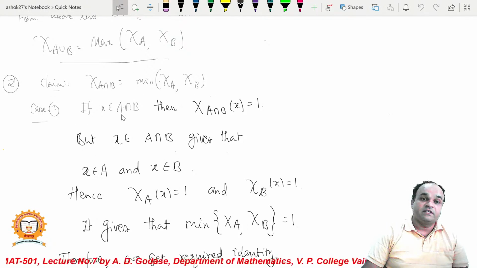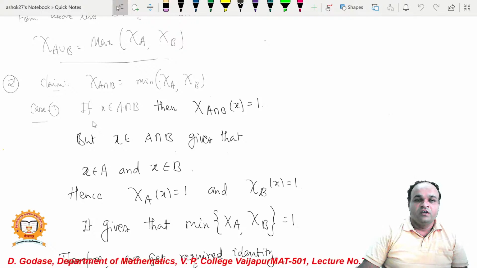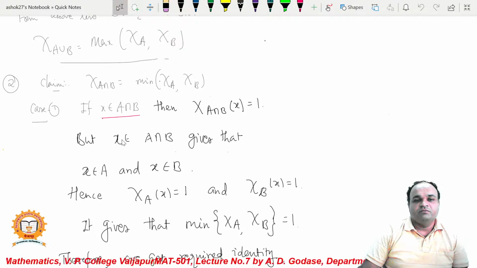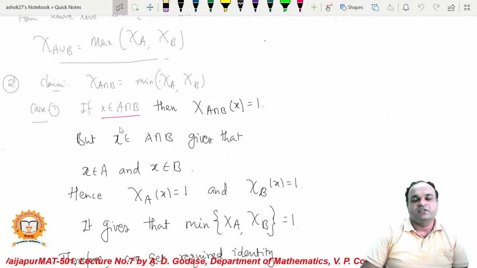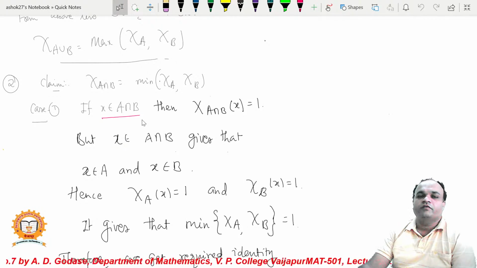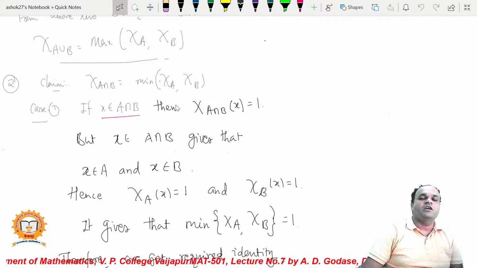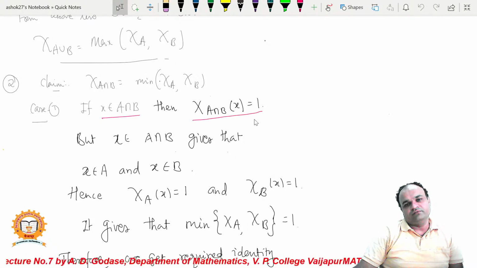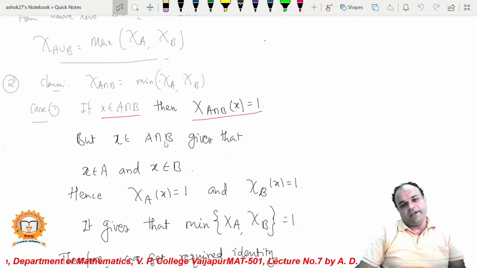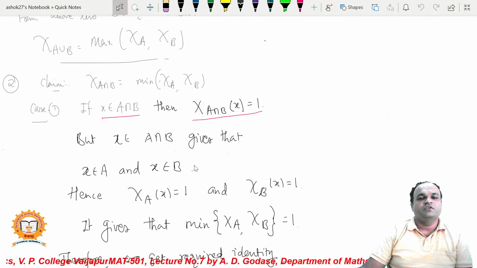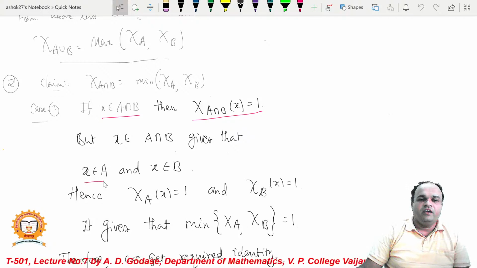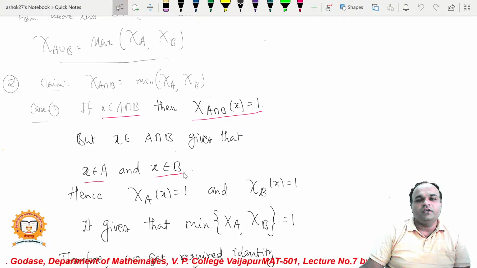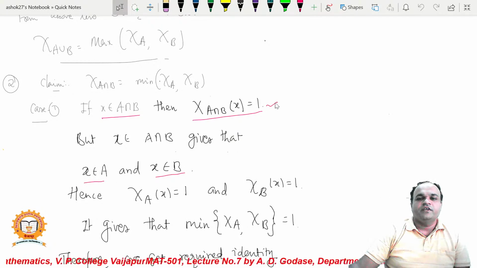So again, in a similar way, you can consider two cases. Either X is an element of A intersection B or X is not an element of A intersection B. So case 1, if X is an element of A intersection B, then what happens? Obviously chi of A intersection B of X will be 1. But if X is an element of A intersection B, it gives that X is an element of A and X is also an element of B.